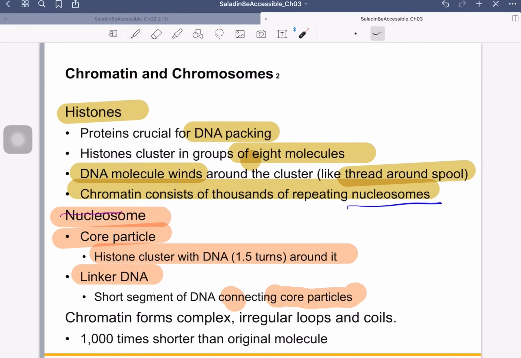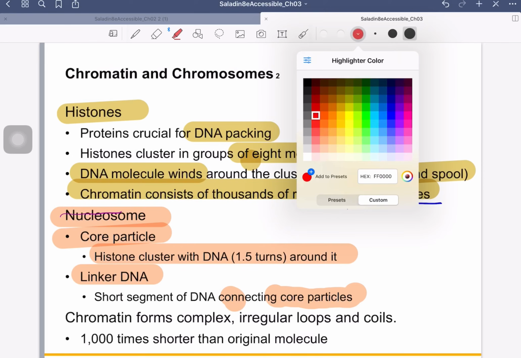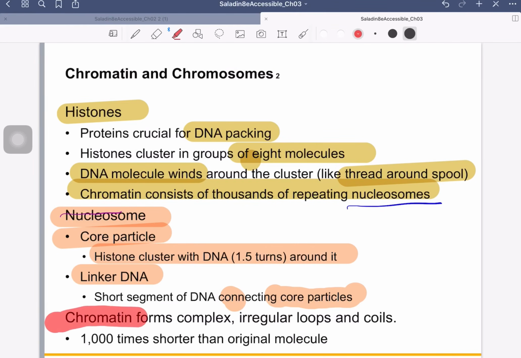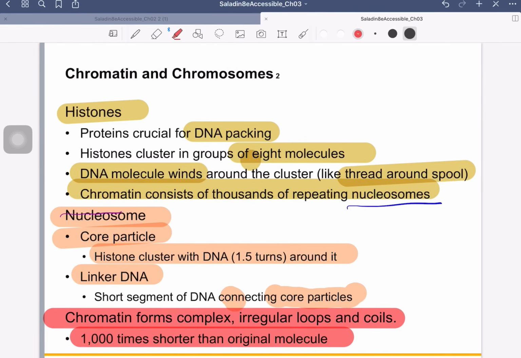Now, once I've started to package it, it will reduce quite a bit in size. The chromatin forms a complex of irregular loops, it coils even more, and by the time you're done, it's about 1,000 times shorter than the original molecule that you started with.